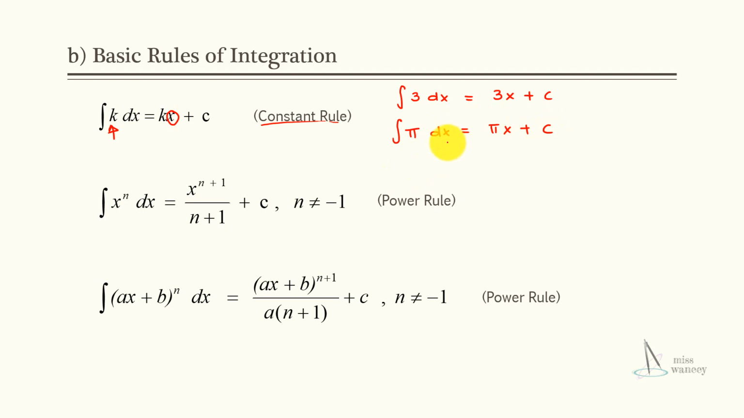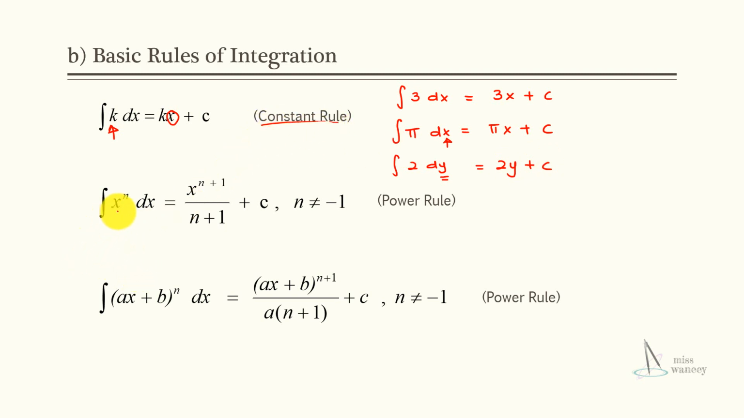But be very careful with the variable you are working with. If you have 2 dy, since the variable is y, this is no longer 2x, but it should be 2y plus c. So this is also called the constant rule.